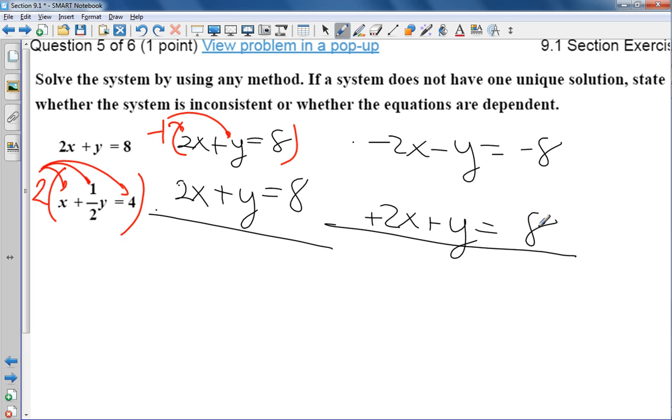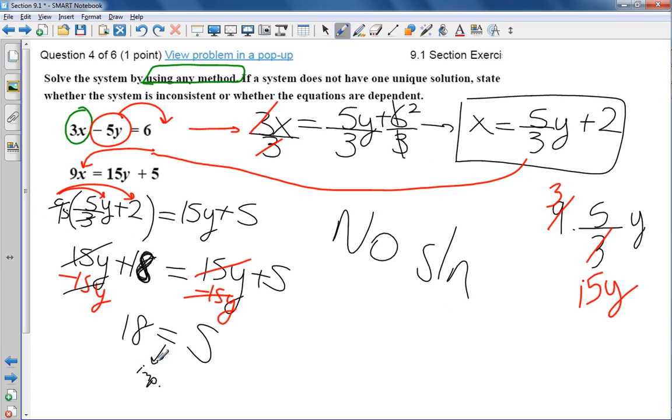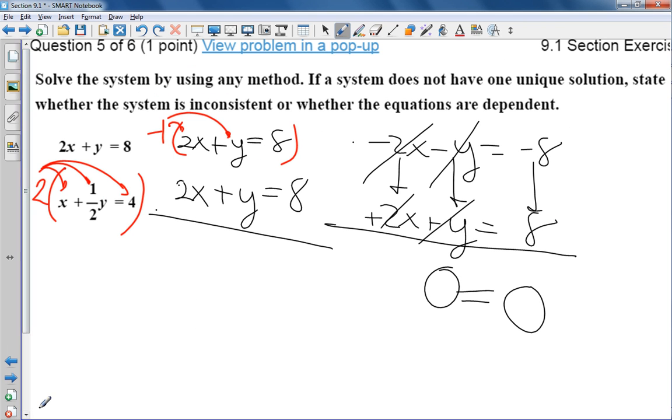Look what happens if you try to add them. When I add them side by side, you get nothing on the left, nothing on the right, 0 equals 0. Is this mathematically correct? Yes. It's not like the earlier one, which was something impossible, where 18 cannot equal 5. This is mathematically right, sound. But we are not getting x and y though. We eliminated everything. That is because we have infinitely many solutions, and we say that those equations are dependent. They are related to each other. One is actually the same as the second one.